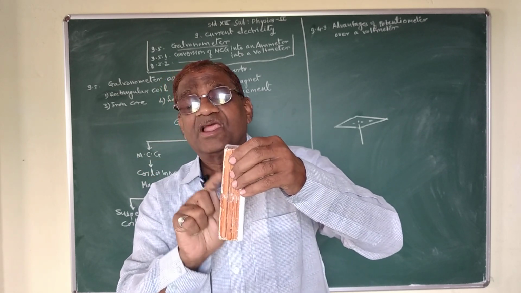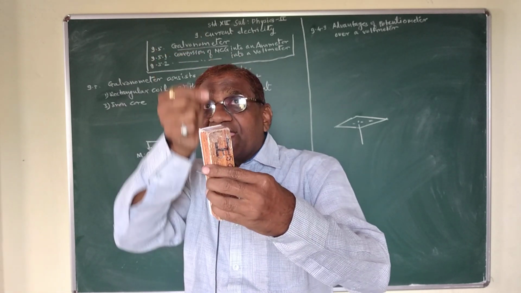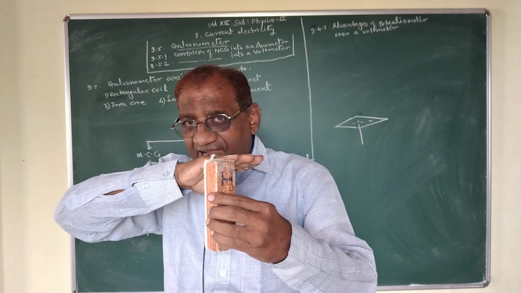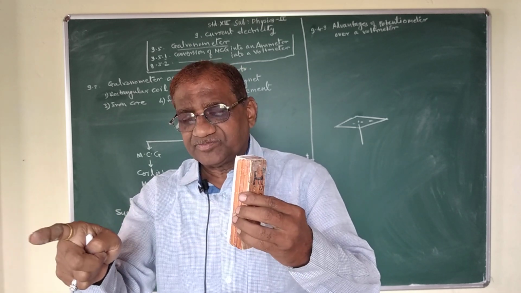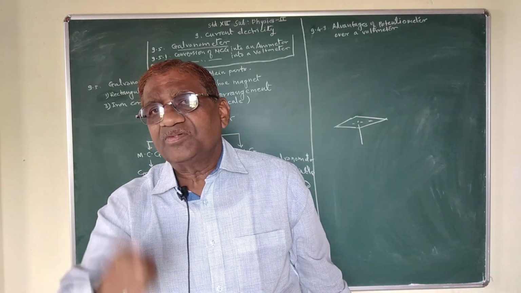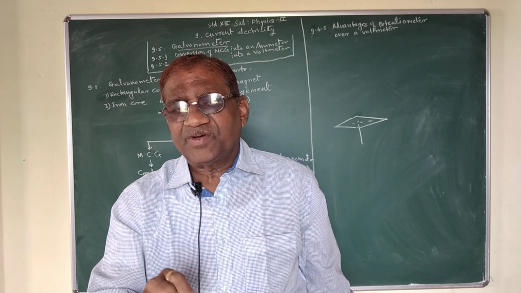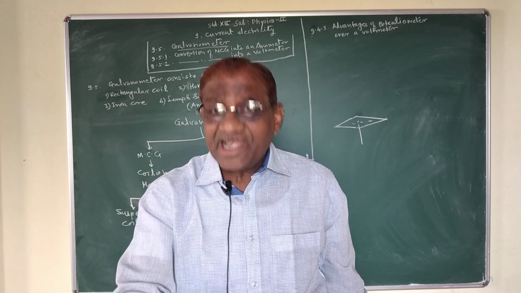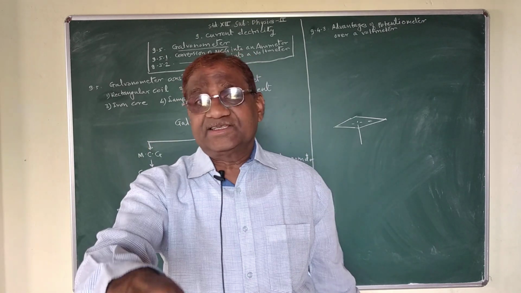This torque tends to rotate the coil about its axis of suspension and adjusts its plane such that the magnetic flux passing through the coil is maximum. This is the principle of moving coil galvanometer. What is the principle? According to this principle, when a current carrying coil is freely suspended in a uniform magnetic field, a torque is acting on the coil.